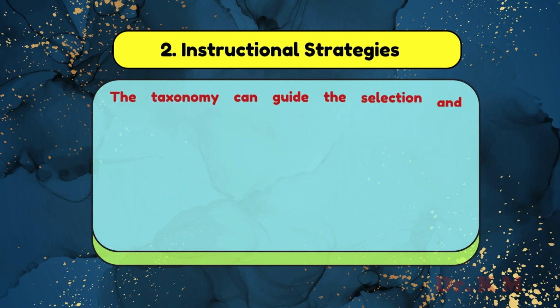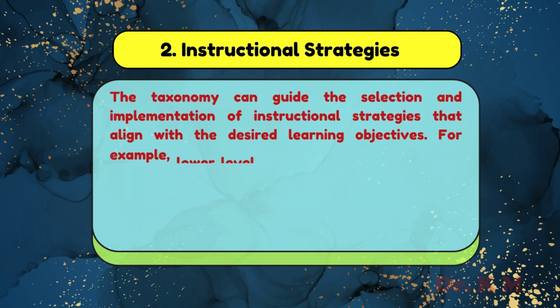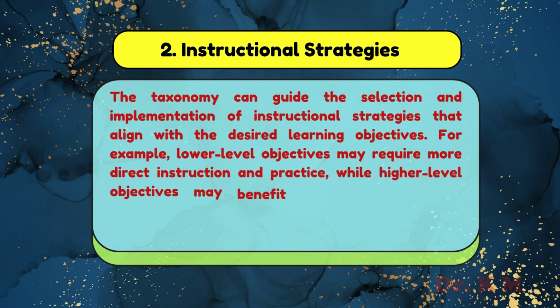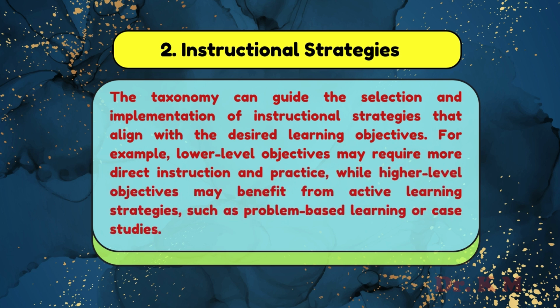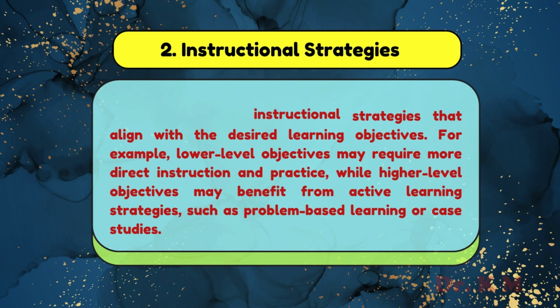2. Instructional strategies. The taxonomy can guide the selection and implementation of instructional strategies that align with the desired learning objectives. For example, lower-level objectives may require more direct instruction and practice, while higher-level objectives may benefit from active learning strategies, such as problem-based learning or case studies.